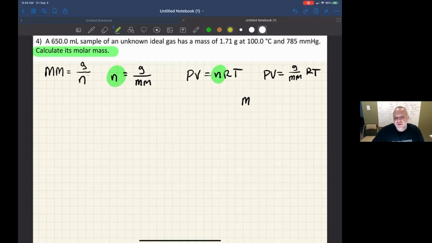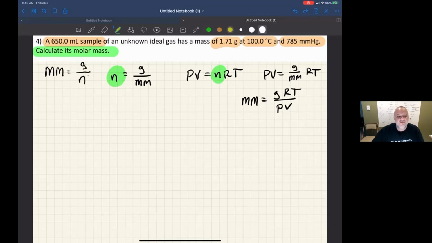Now I can rearrange the whole equation and solve for the molar mass. I get molar mass equals GRT over PV. Now let's take a look. I'm given the volume, the grams, the pressure, and the temperature, and I know the gas constant. So it's essentially just still a one condition gas law problem. You just plug and chug.